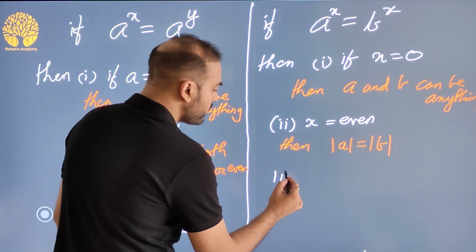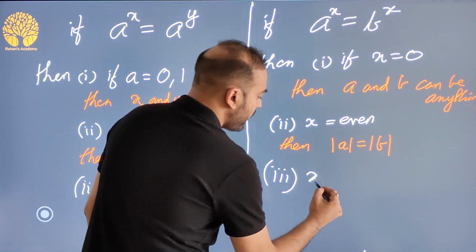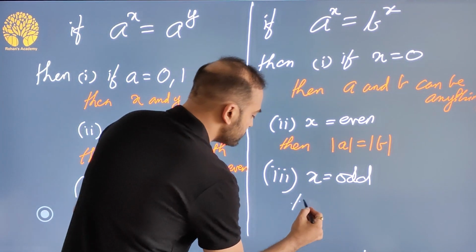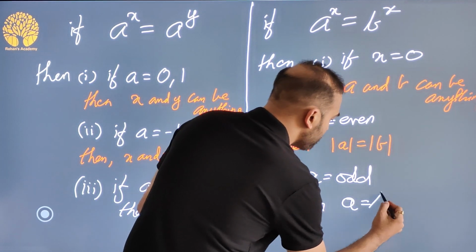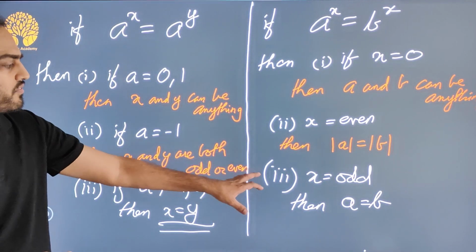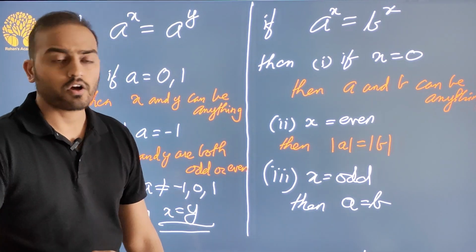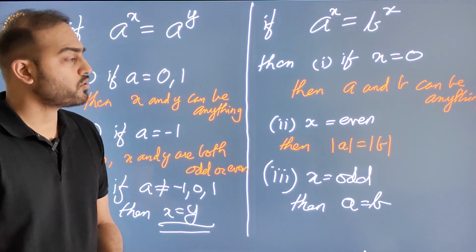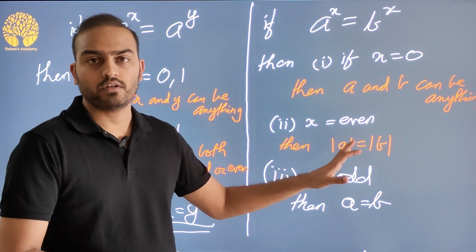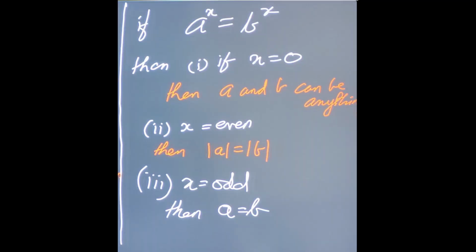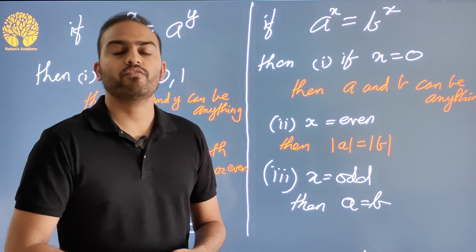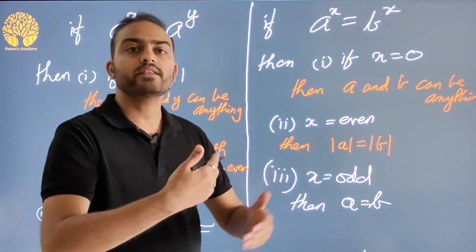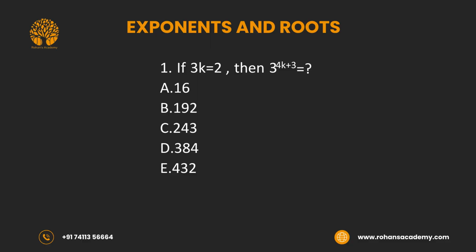And finally, if x is odd, then you can say that a and b are equal. Only if x is odd or a fraction and all, then you can say a and b are equal. So I hope you understand this as well. If you understand this, let's solve some questions based only on this much. Then we'll learn the concept of roots.